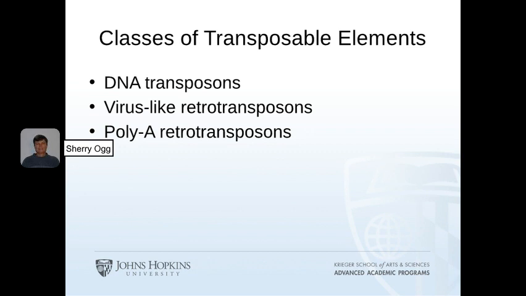Transposons are divided into three classes based on their overall genetic organization and mechanism of transposition: DNA transposons, virus-like retrotransposons, and poly-A retrotransposons. The virus-like retrotransposons include the retroviruses and may also be called the long terminal repeat, or LTR, retrotransposons. The poly-A retrotransposons are also called non-viral retrotransposons.